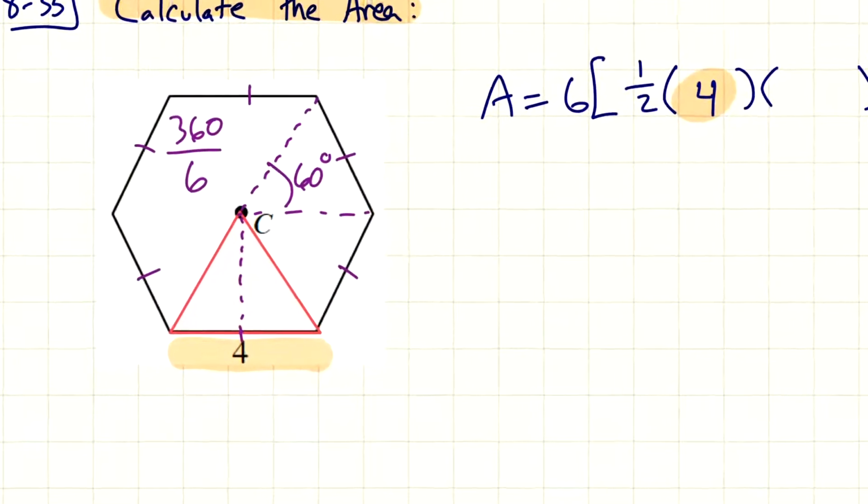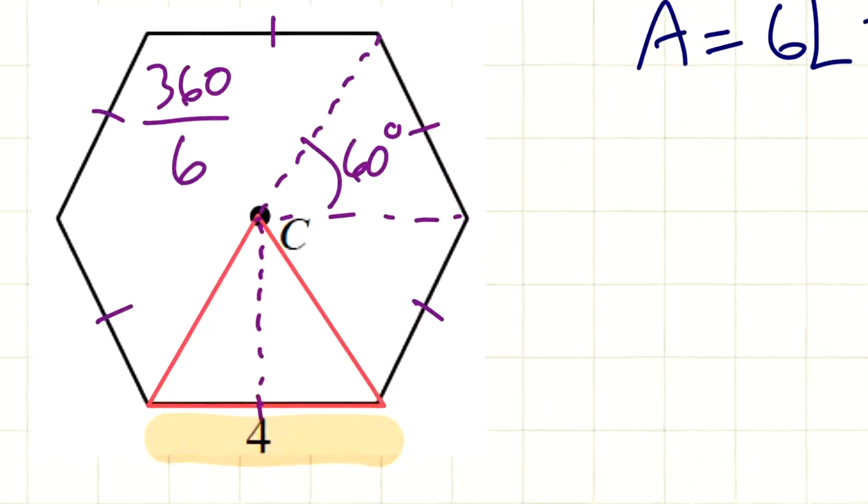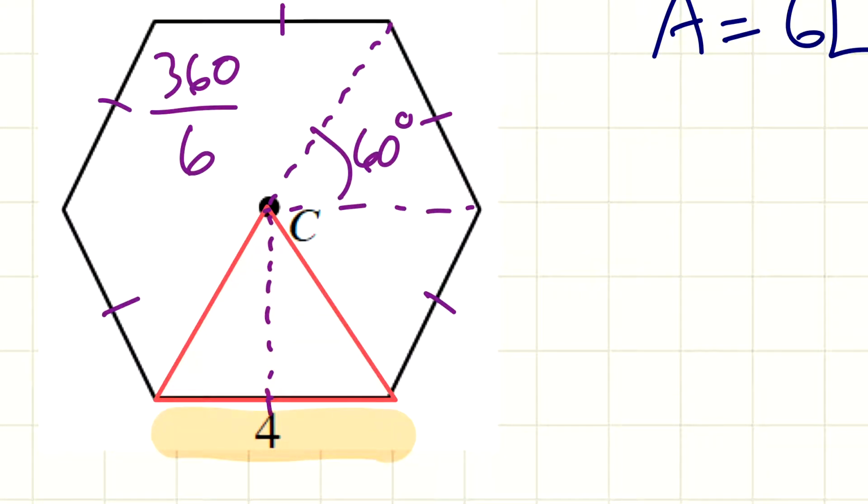Let's see if you remember this. So the reason why we needed to know the central angle is so that we could confirm that this was a 30, 60, 90 triangle. And if the base measurement is 4, then that means half of it is 2. So then what does the height equal to? All right, let's see if you could tell me what that is.